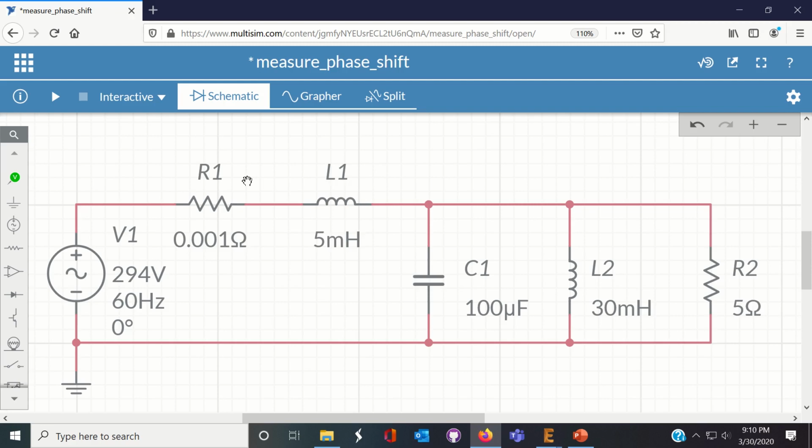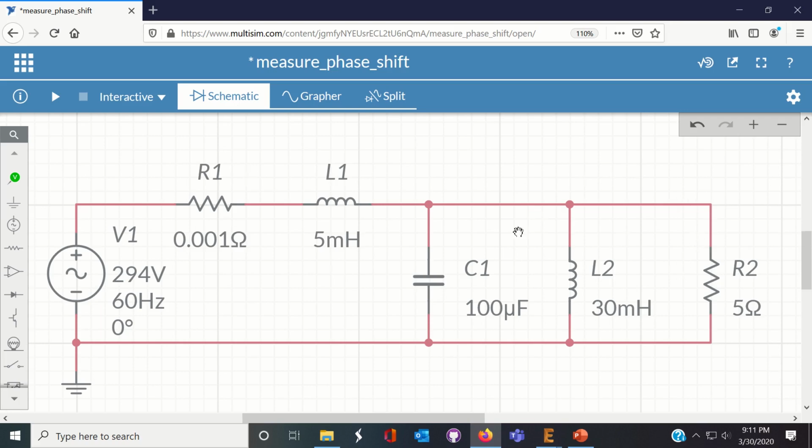Normally, we wouldn't put in this 0.001 ohm resistor. It's negligible relative to the rest of the circuit. However, it must be there in order for the simulation to run correctly. You cannot put an inductor directly onto a voltage source.